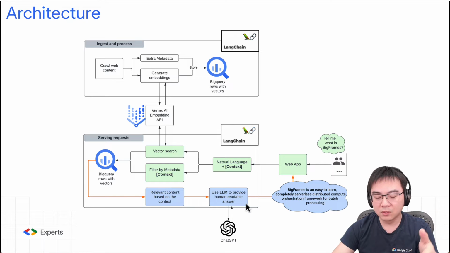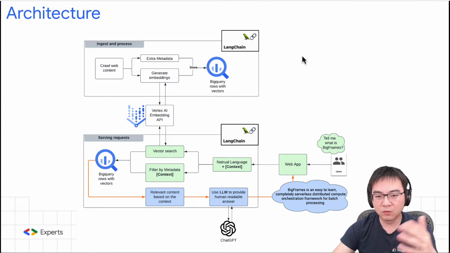In this case, I'm using the ChatGPT API to feed all of this relevant content I've provided into the ChatGPT API. Then you can turn the content I've got into a much better way to represent the answer back to the users, such as: BigFrames is easy to learn, a completely serverless distributed compute orchestration framework for batch processing, right? That completes the whole end-to-end implementation.